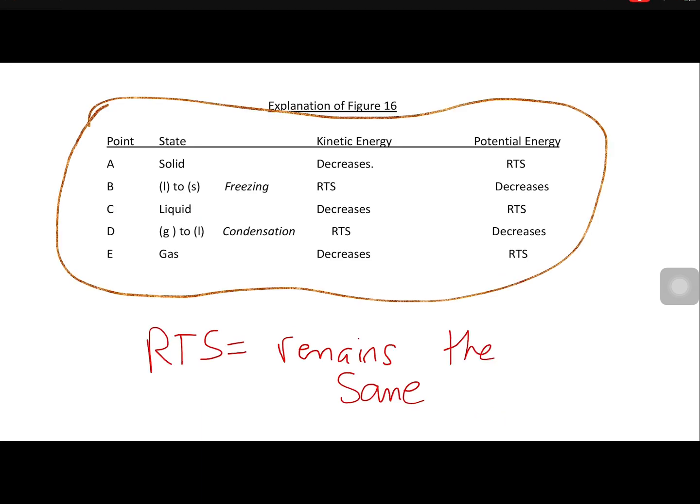Okay. So again, you're just going to write everything I circled here. So again, in terms of our states of matter, we still have everything the same as before, except now B, going from a liquid to solid, which is freezing, and D, we're going from a gas to a liquid, which is condensation. So what's happening here?